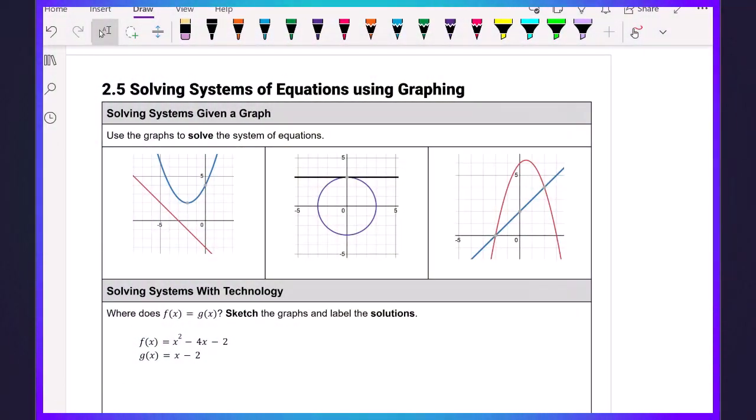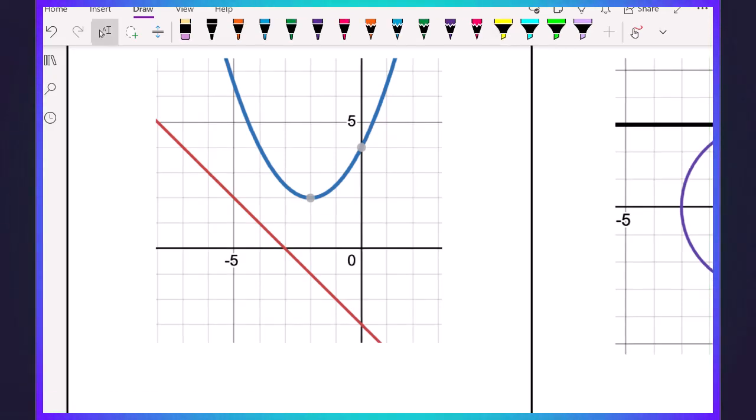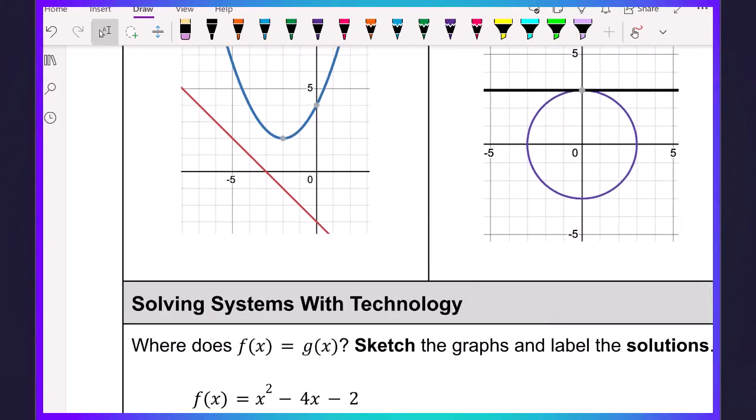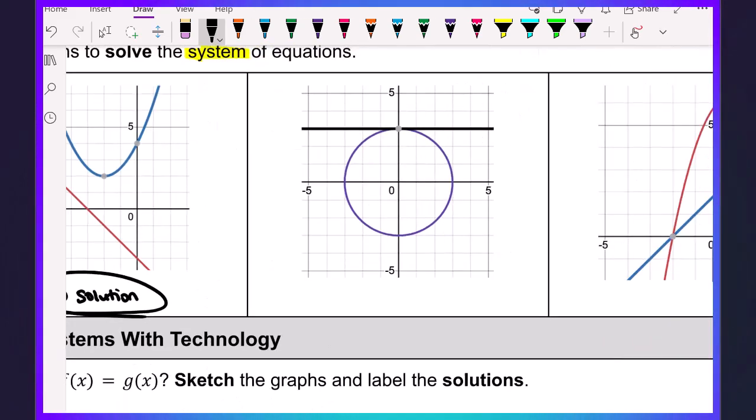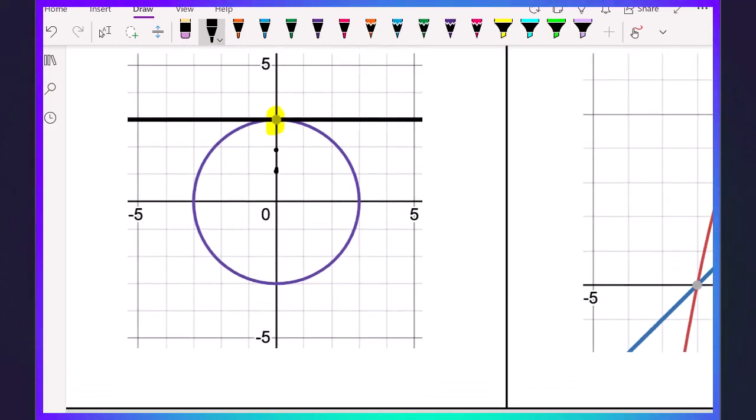All right, let's practice our skills. It says use the graphs to solve the system of equations. So system means I'm looking for the intersection of the two graphs. Notice how these two graphs do not intersect. So that means we have no solution for this first set. Over here, it looks like I have one intersection point. And if I just count 1, 2, 3, that's going to be at (0, 3). I have one solution, and that solution is (0, 3).